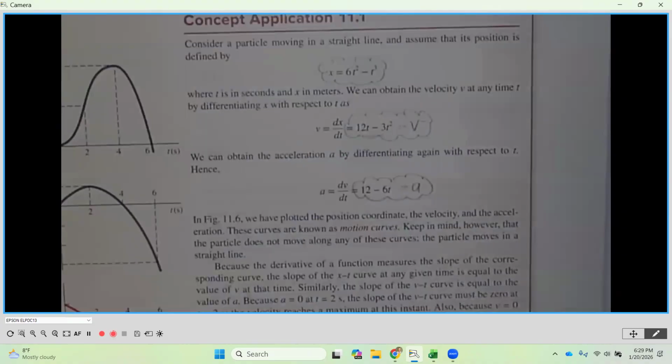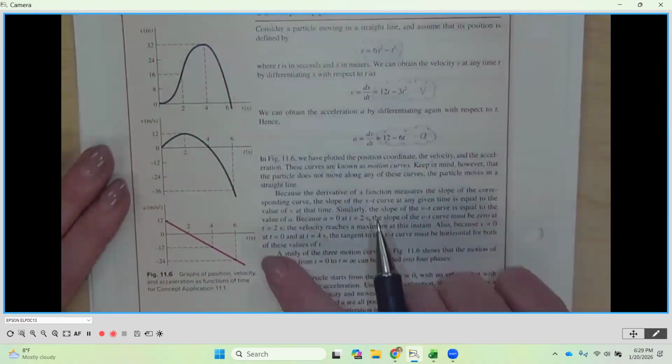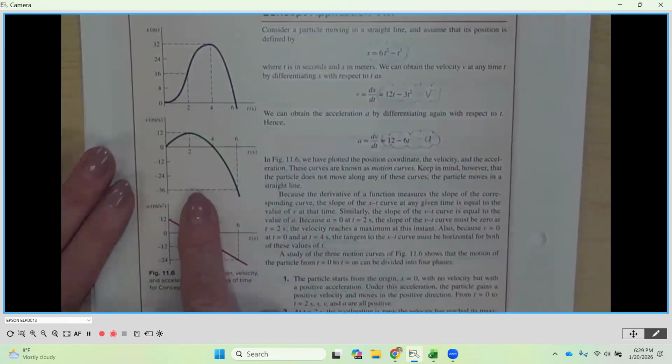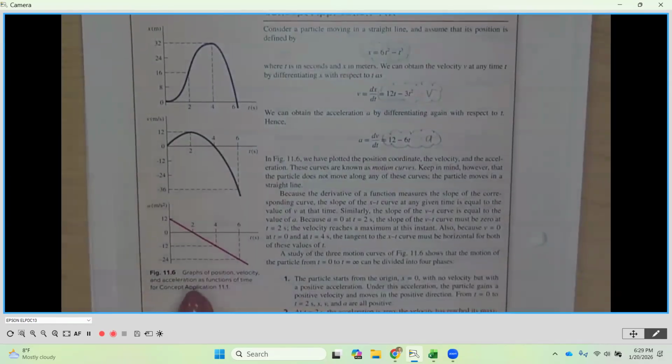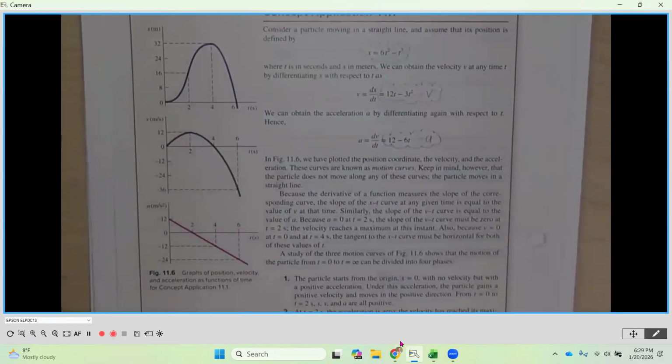And we're going to use those 3 equations to create the 3 curves that we see here. The top one is for position, the second one is for velocity, and the third one is for acceleration. Now, how can we use these in Excel?